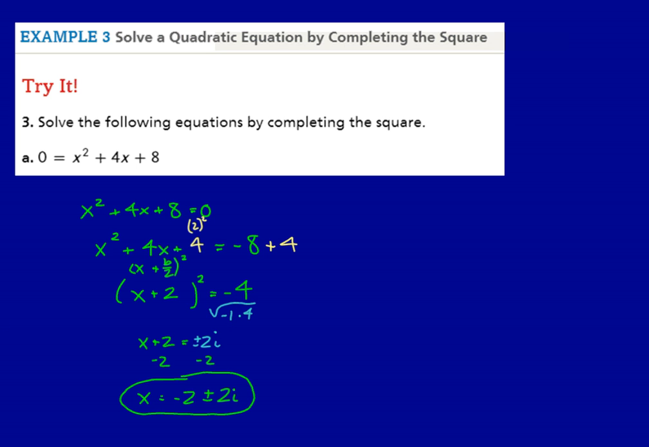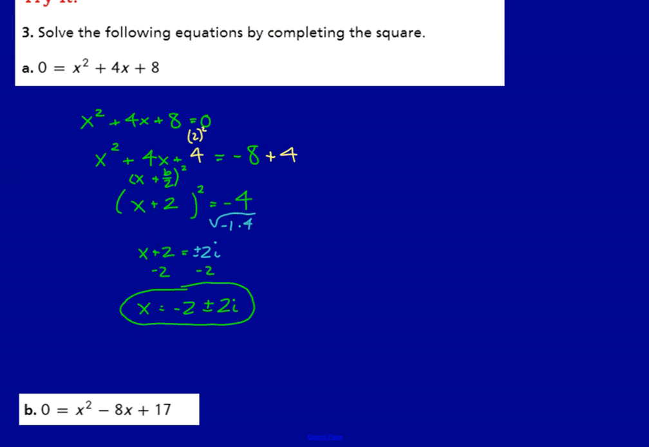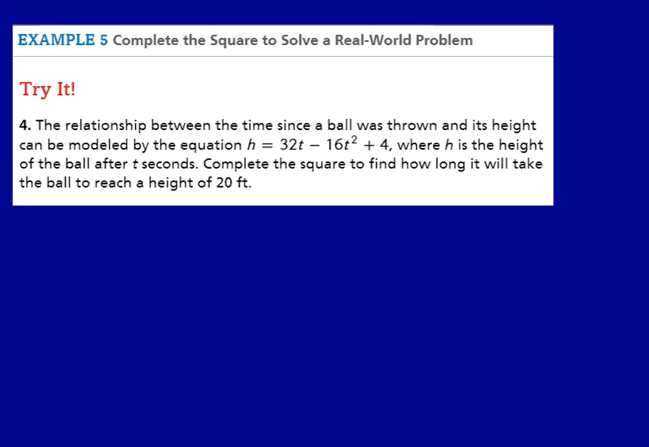We will do part B in class together to make sure that we all understand this. Okay. And we'll do example 4 in class together.